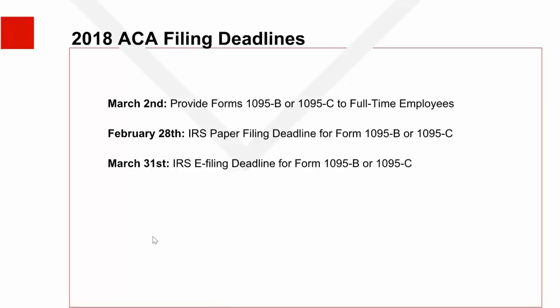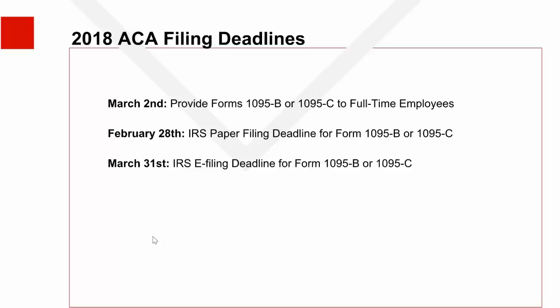But that will be the first deadline is March 2nd, and that is the distribution deadline. Then, well, I guess it's not your first deadline. Your first deadline is if you are deciding to paper file, you'll go ahead and file that on February 28th. I guess I'm a little biased as an e-file provider. Our first deadline is March 2nd, and that's just when you have to have those 1095-Cs distributed to your employees.